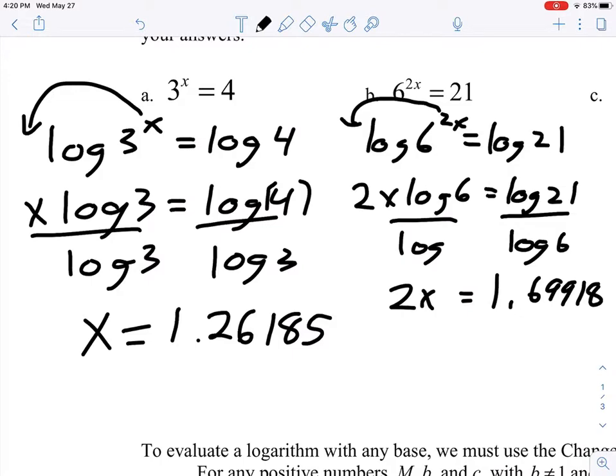Now to solve for x, I'm just going to divide by 2. X equals 0.8496, about. Okay, why do I like to do that? Well, if I want to check my work, I can just take 6 to the 1.69918 and see that I get really close to 21. I don't have to go 6 to the 0.8496 times 2 to check my work. I can just check my work from right there and make sure it looks good.